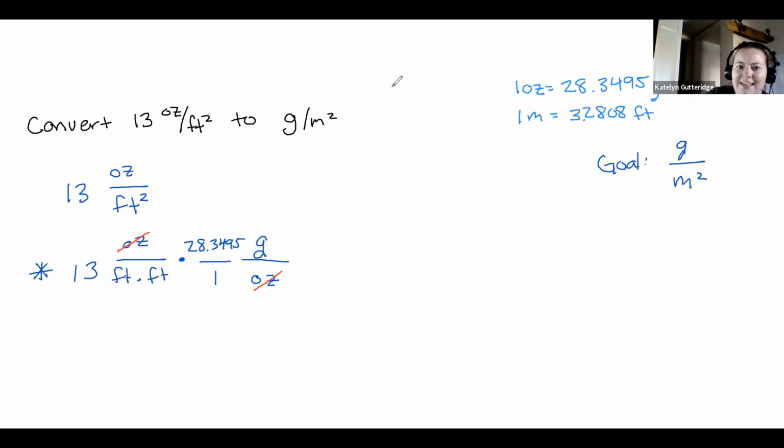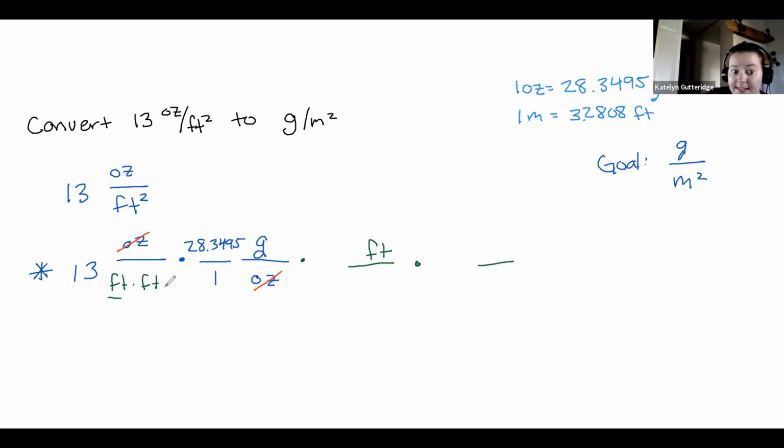So now let's tackle the feet. I'm going to do the feet in a different color. I'll do it in green. So now we're going to take care of this feet times feet. Let me color code here. Feet times feet. Since I have 2 feet, this is going to be a 2-step process. I'm going to do the same conversion twice. Because of that squared, it's a 2-step process where you do it twice. So start with the first feet. Feet is in the denominator, so it has to be in the numerator.